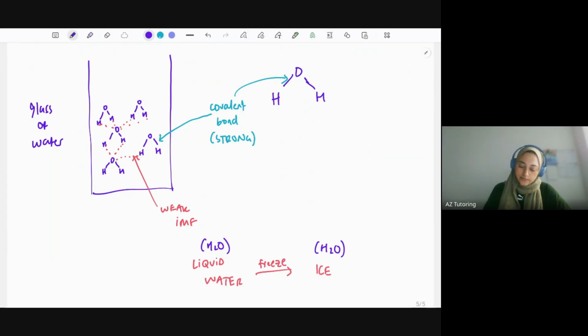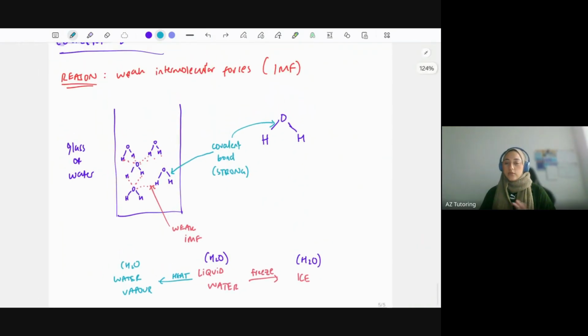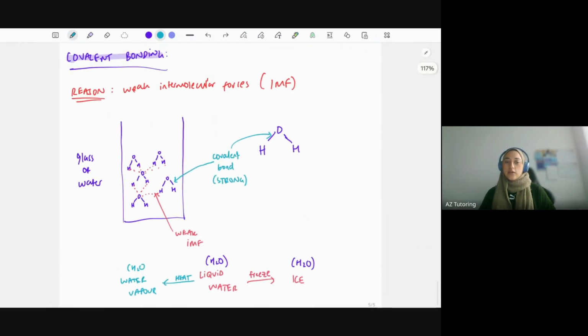That liquid water, if you heat it, you then change it into steam, so water vapor. But that water vapor is still H2O. You've not changed the covalent bond. You've just broken these weak intermolecular forces. So that's quite a weird concept that students can't grasp. So strong covalent bonds do not change when you're moving physically between substances.